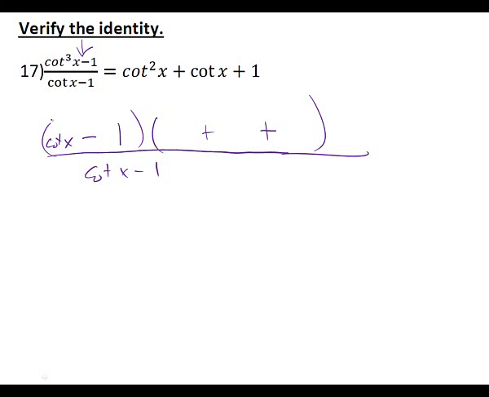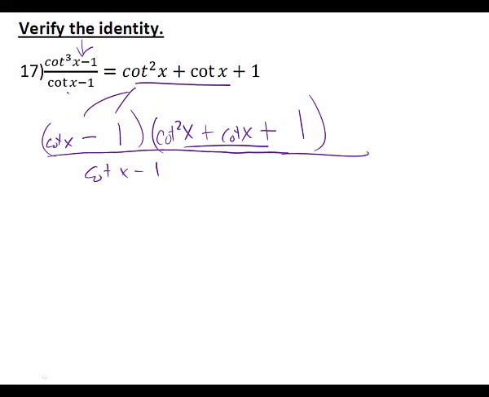Then I'm going to square the first one. So square the first one. What do you get? Cotangent squared. We're going to square the 1. What do you get? 1. And then ignore the sign and multiply the 2 together for the middle. Big hint! Isn't this and this the same? Every time you see the problem, it's going to be the same.